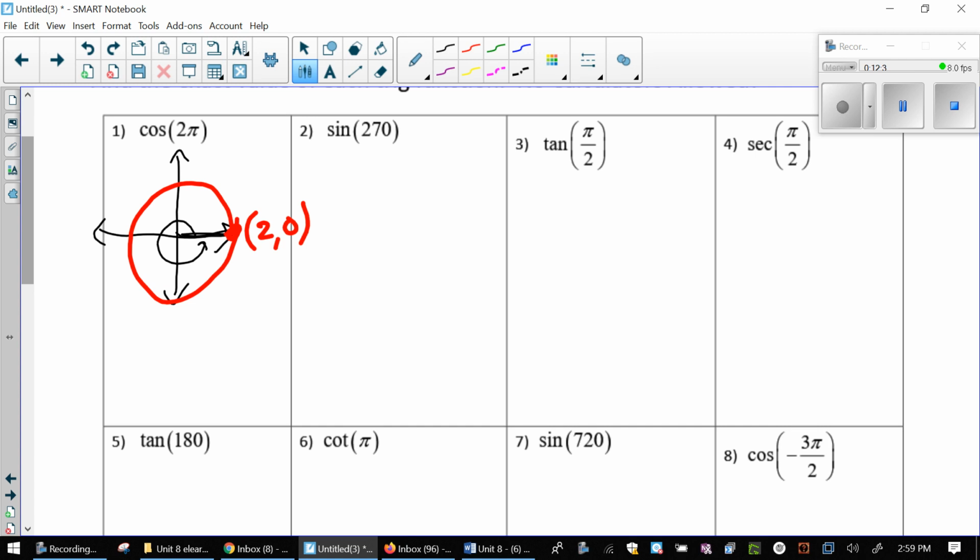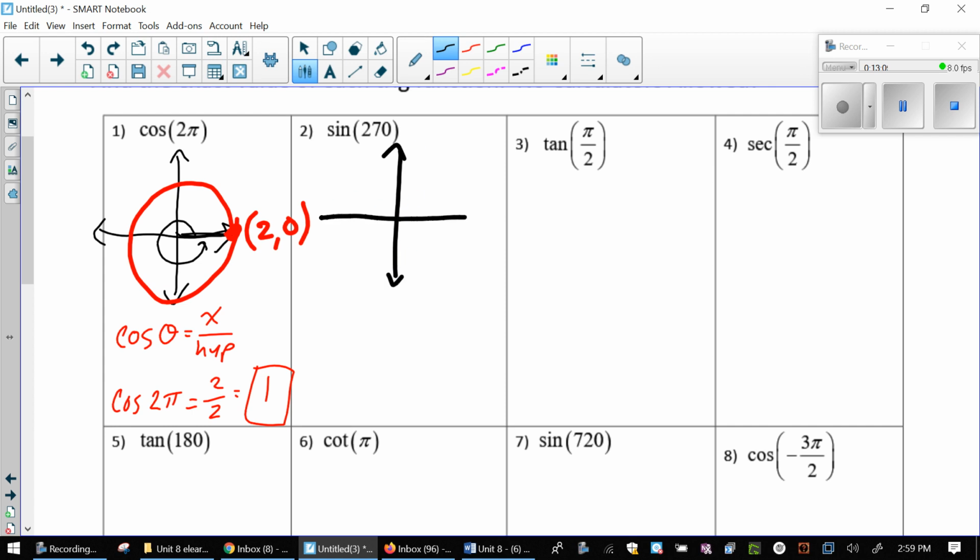So remember what we figured out on the first page of our notes here is that cosine of theta equals our x-coordinates, because x is the adjacent side, over our hypotenuse. So in this case, cosine theta, or cosine of 2 pi, equals x is 2 over our hypotenuse, our radius, and that equals 1. Okay? Let's do it again.